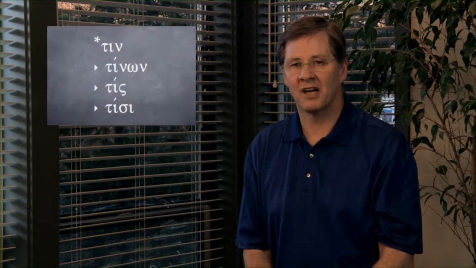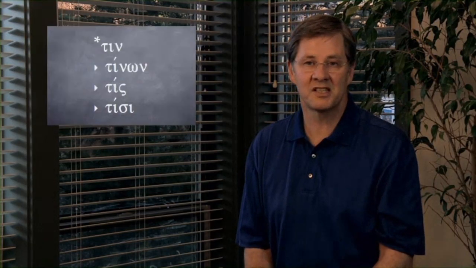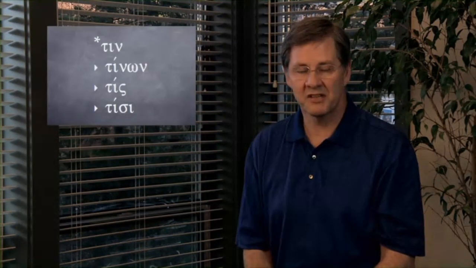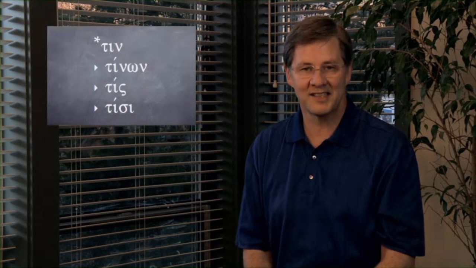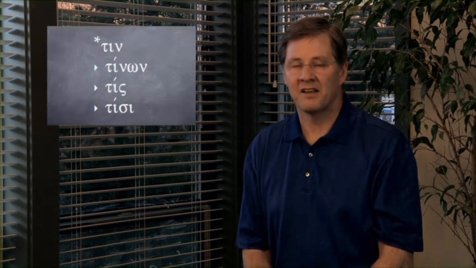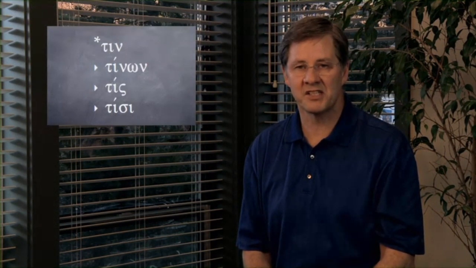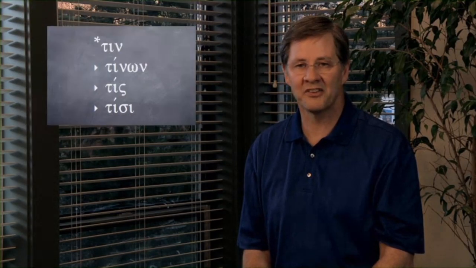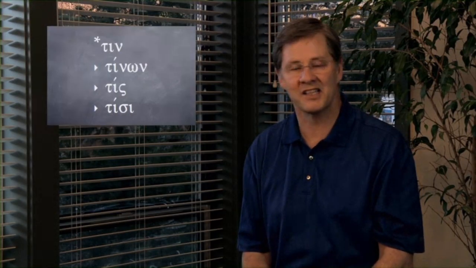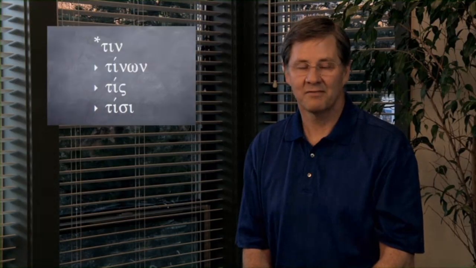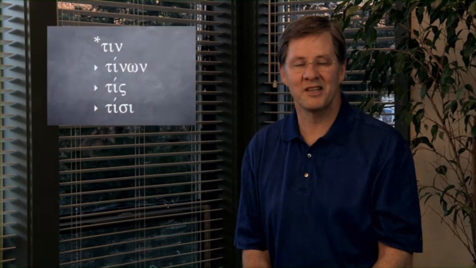The nu drops out, and the form is tis, tau iota sigma. And this is the vocabulary form you memorize, tis. Now, if you think that tis is the basic form, then when you get to the other forms in the paradigm, they're not going to make any sense, because there's no nu in tis.